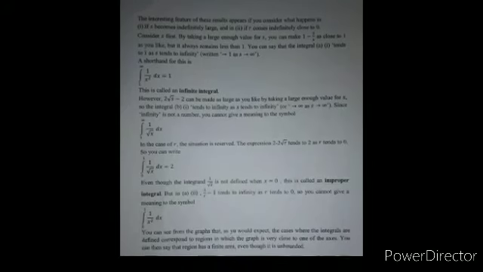But in a second, 1 over r minus 1 tends to infinity as r tends to 0, so you cannot give a meaning to the symbol, the integral from 0 to 1 of 1 over x squared dx. You can see from the graphs that, as you would expect, the cases where the integrals are defined correspond to regions in which the graph is very close to one of the axes. You can then say the region has a finite area even though it is unbounded.